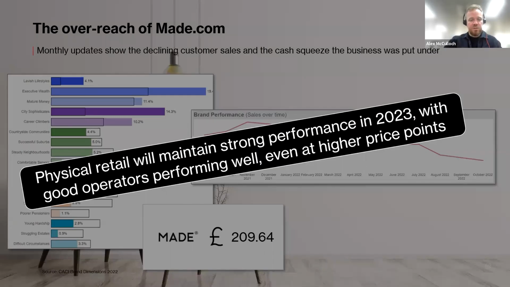Well, if you survive the pandemic with a store network intact, chances are you're a good operator in the locations that work for you. You have consumers watching their spend and seeking experience, and they're going to lean into those brands that they know and trust. So we actually think physical retail is going to continue to perform well in 2023.